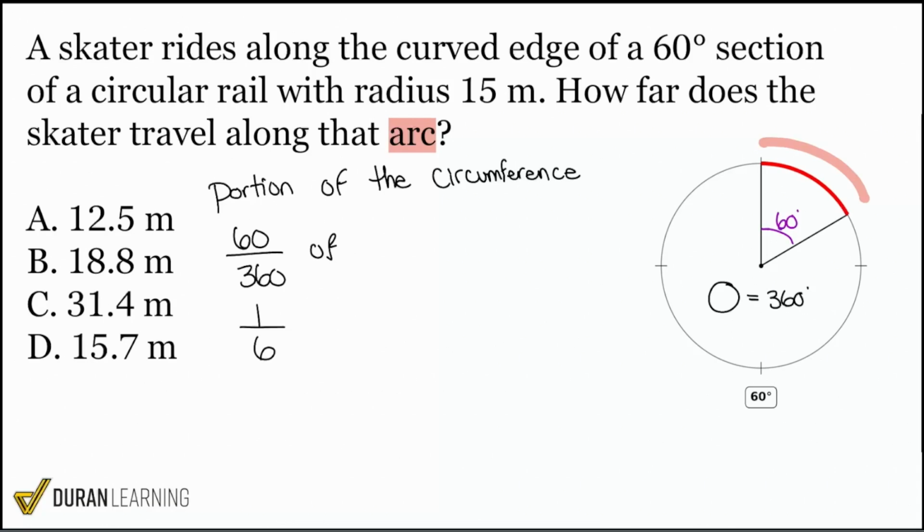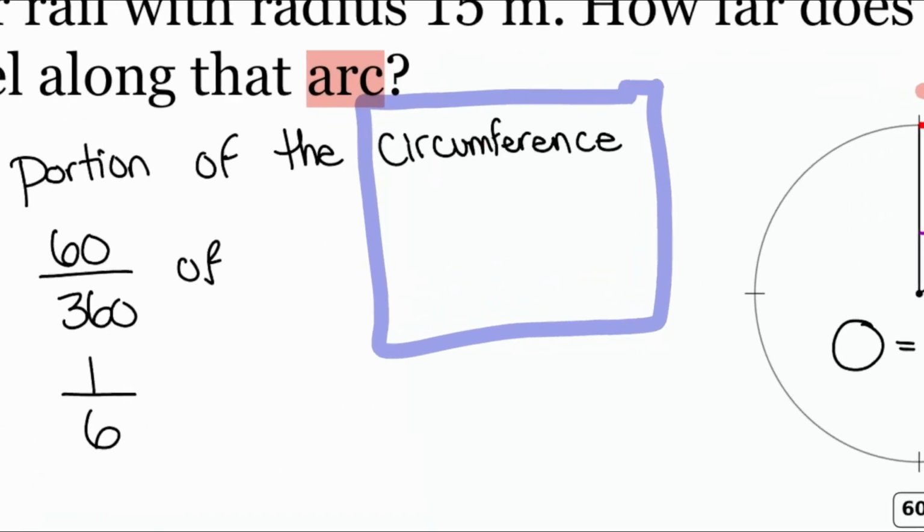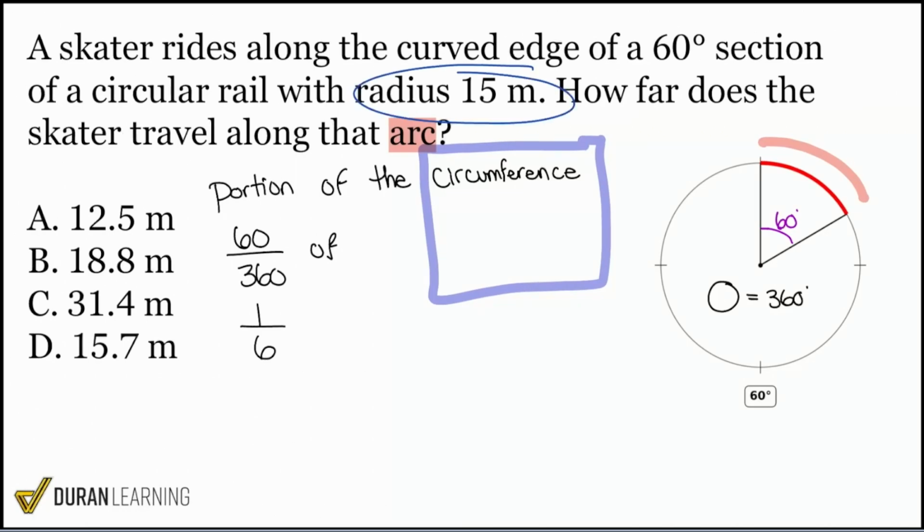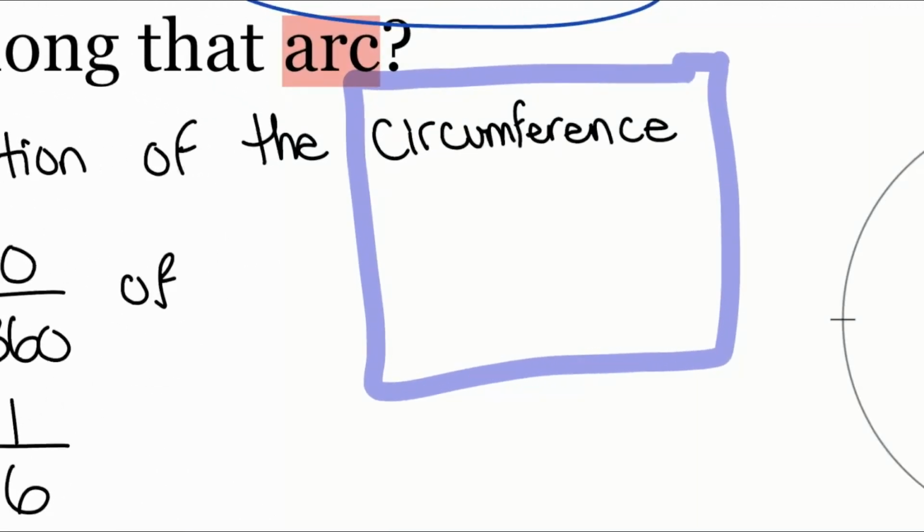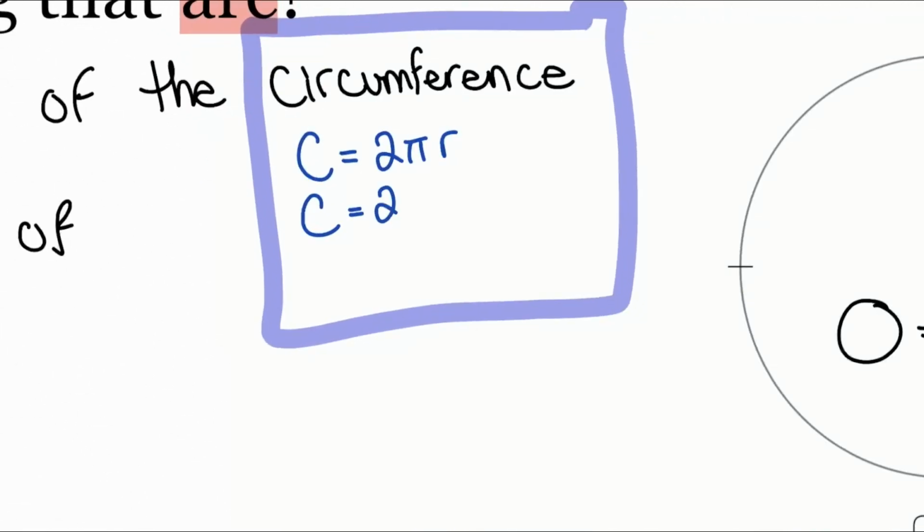What's that circumference going to be? Here we go. The circumference, and I'm going to just highlight this as a blue box. Because I am given the radius of 15 meters, I'm going to use the radius formula. So I'm going to say C, circumference, equals 2 times pi times the radius. My radius is again 15. So I have 2 times pi times 15. Everybody, what's 2 times 15 going to be? 30. That's correct. So the circumference here is going to be 30 pi.